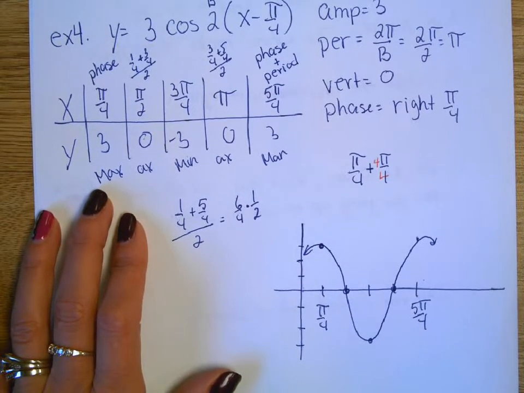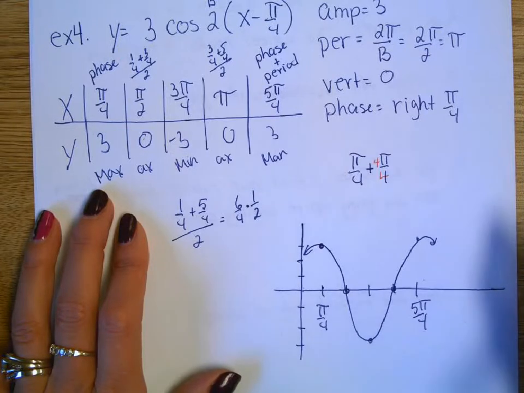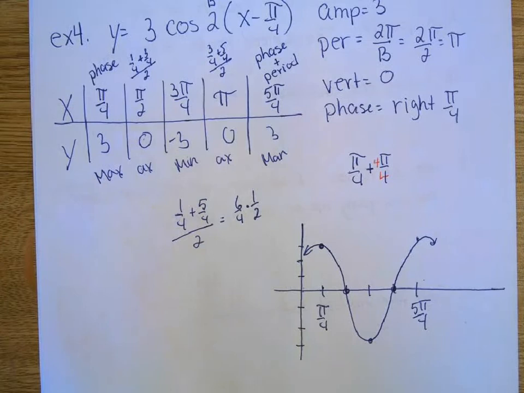Oh, okay, so because we have no vertical shift, the axis isn't changing. Yes. There will be no vertical shift today. We will wrap our brain around phase shift.